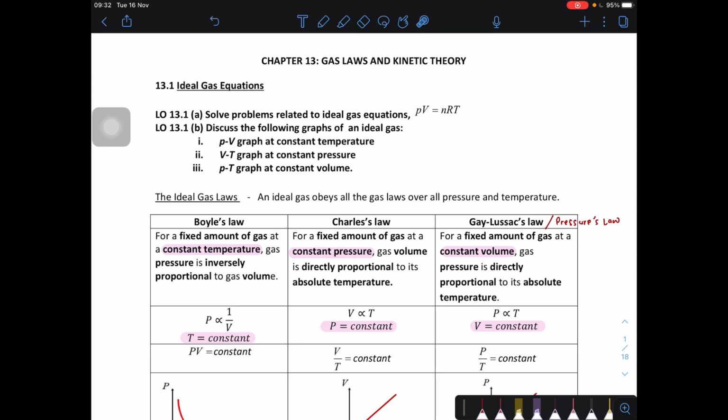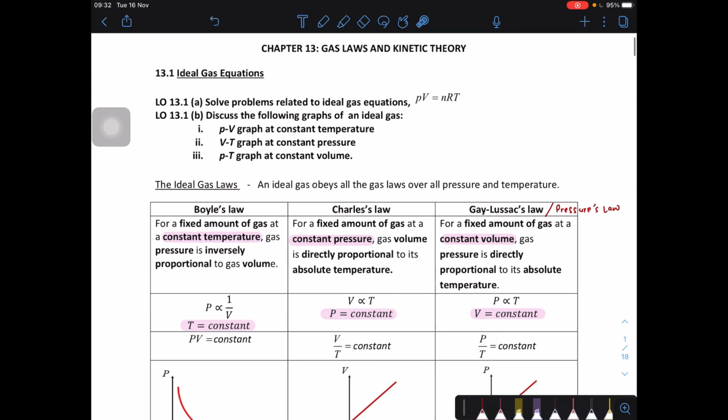Okay. First of all, let's look at what the ideal gas law is. An ideal gas is a gas that obeys all the gas laws over all pressure and temperature. So the ideal gas obeys Boyle's law, Charles' law and Gay-Lussac's law, or we also call it Fraser's law. Okay, so before I explain each of these laws, let's look at the ideal gas equation.